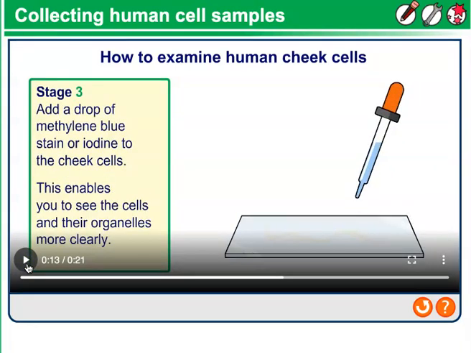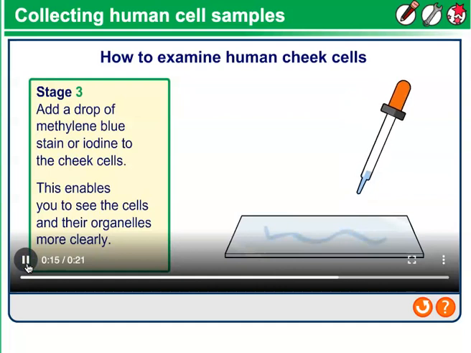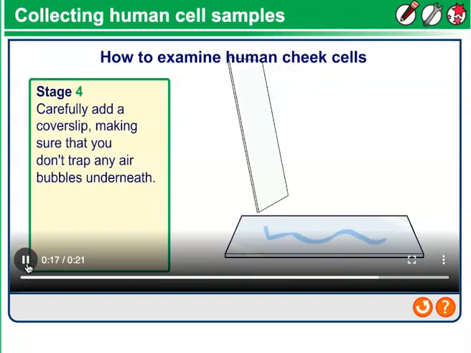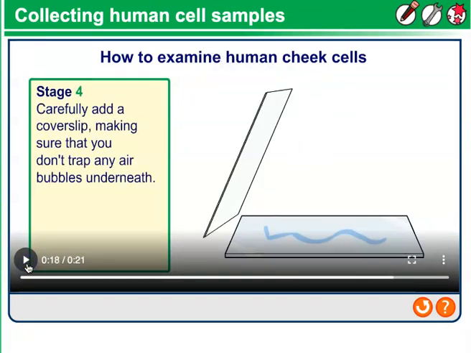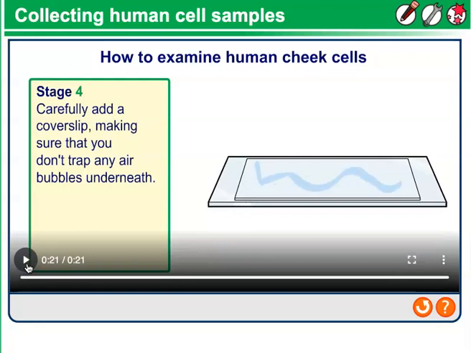Stage 3, we're going to add a drop of methylene blue or iodine to the cheek cells. Again, this allows us to see the cells better and the organelles that exist in them. Stage 4, we're going to add a cover slip, making sure that we don't trap any air bubbles underneath. And then we are going to view under a microscope.